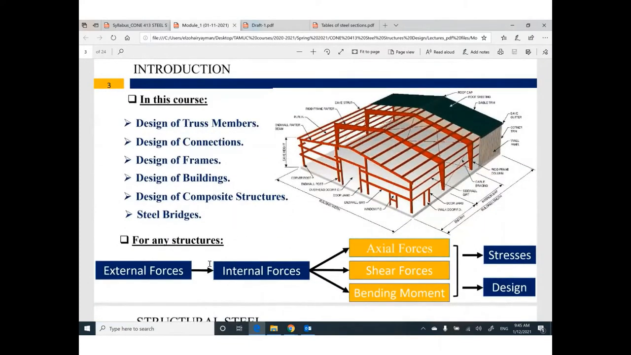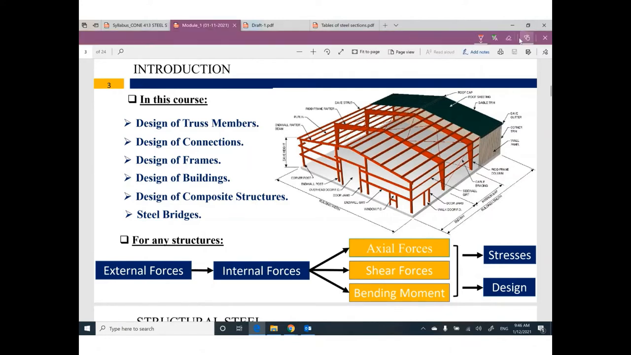Guys, can you watch this structure? This structure is called steel structure, storage, or warehouse, or something is made from steel. No concrete. Everything from steel. Every component in this structure is made from steel. In this course, we will learn everything related to this structure.